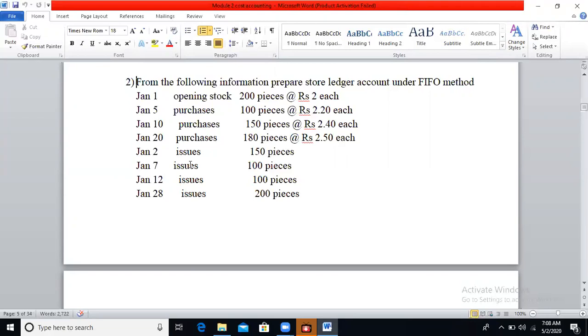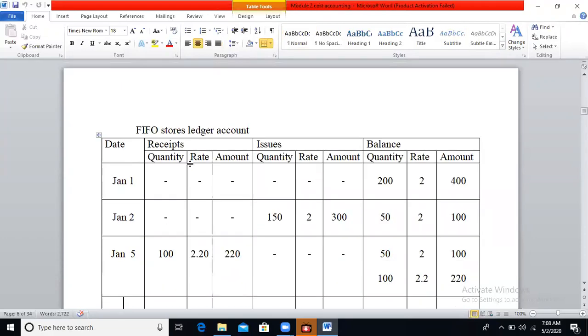Now see the problem. January 1st, there is an opening stock. Opening stock, you have to record in the balance column. The quantity will be 200 pieces at rupees 2. So if you multiply 200 into 2, you will get 400 rupees.